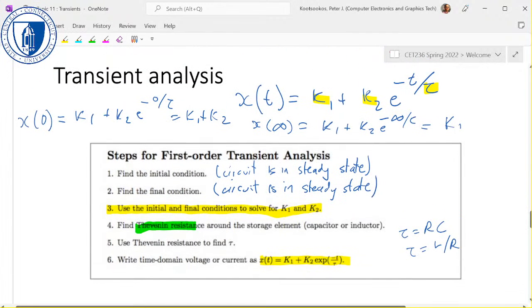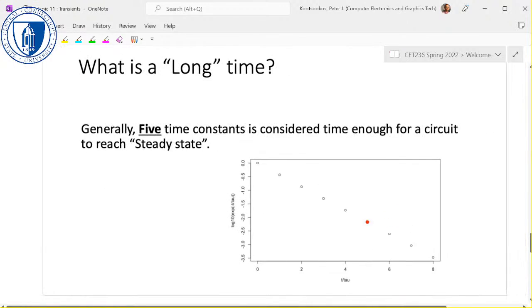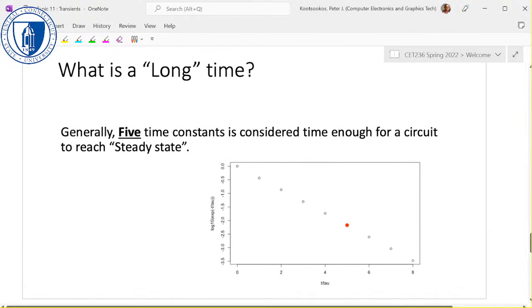I used the term steady state before. And I said the circuit is in steady state if it's been doing what it's doing for a long time. So then the question is, what is a long time? Obviously, infinity is a long time. But it'd be nice to have something a little bit more concrete. And while it's not that concrete, we usually say that a circuit's in steady state after 5 time constants.